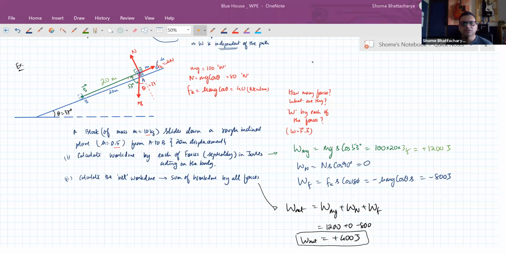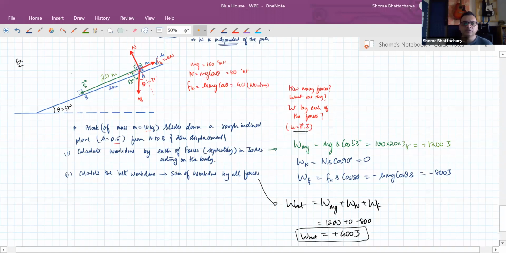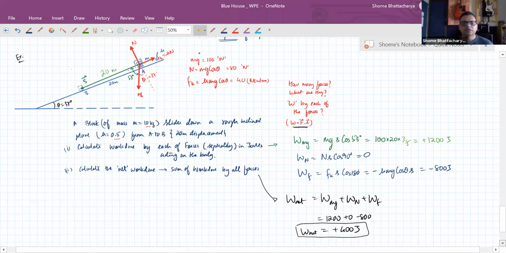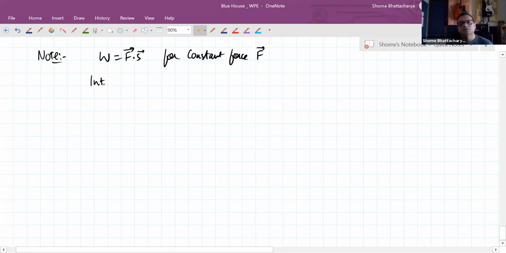Okay, so we are just using the definition F dot S, because all the forces are constant. All three forces are constant, so we are just going by this. Now, when it comes to F dot S, we'll see there's a way of interpreting it also, so that we can make the solution a bit faster. So, this formula is for constant force. Let us look at the interpretation of this.